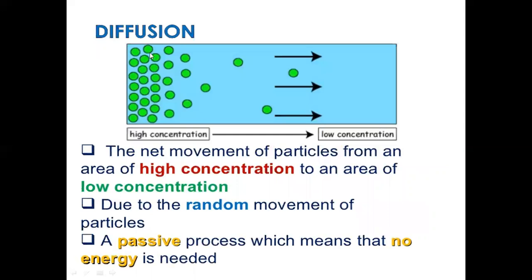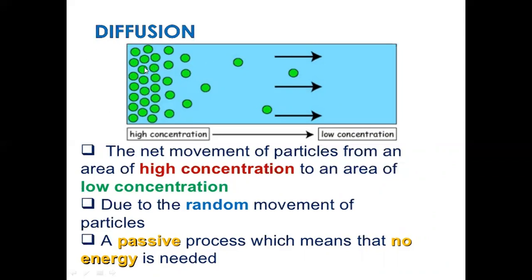Now, a term related to exchange of anything between the cells. So there is an important term, that is diffusion. The net movement of particles from an area of high concentration to an area of low concentration is known as diffusion. They are saying that movement of any particle from higher concentration to the lower concentration.